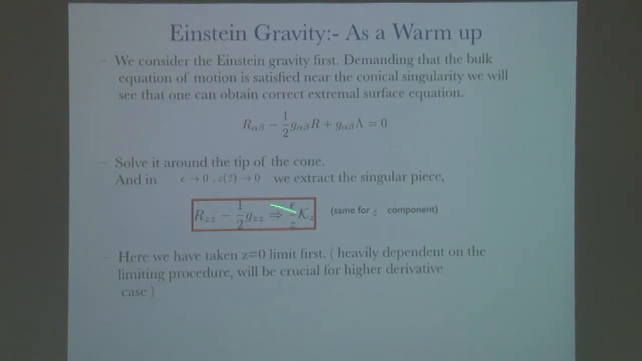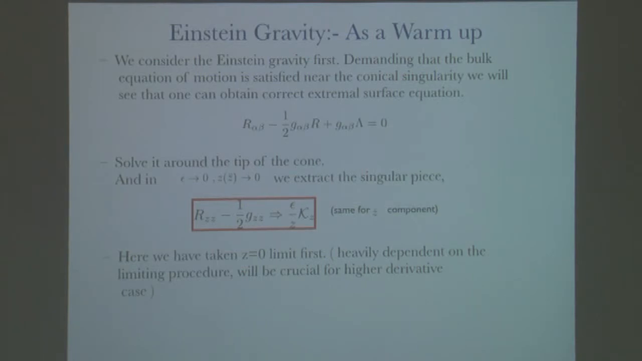To extract the singular piece from the bulk equation of motion, we have to take this z goes to 0 limit first, and it will give a singular piece only in the component z bar z bar zz. This is shown here, but if one takes the epsilon to 0 limit first, that physically corresponds to turning off the conical singularity, and then we will not get anything, because this whole game depends on introducing this cone inside the bulk. So, we have to first take z equal to 0 and then take epsilon equal to 0, and while taking this limit we assume that there is a small but finite conical singularity. So, we extract this divergent piece from the equation of motion.